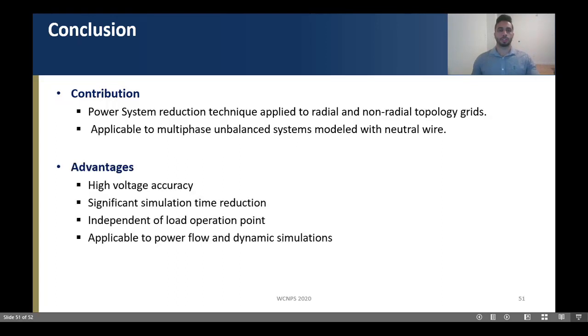I would also like to mention some advantages of our work: it presents a high voltage accuracy, a significant simulation time reduction, and is essentially independent of the load operation point. It's applicable to power flow and to dynamic simulation, which allows us to make some fault studies.